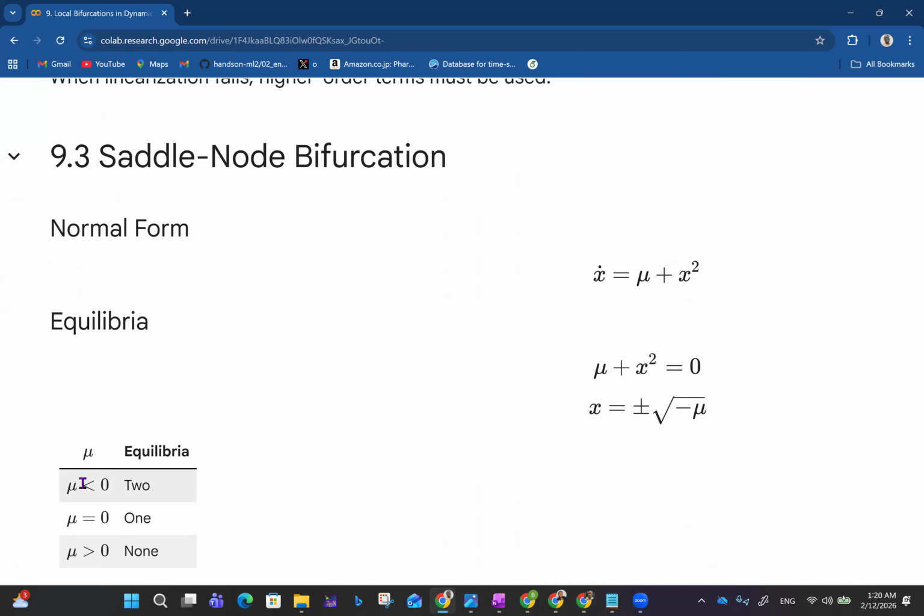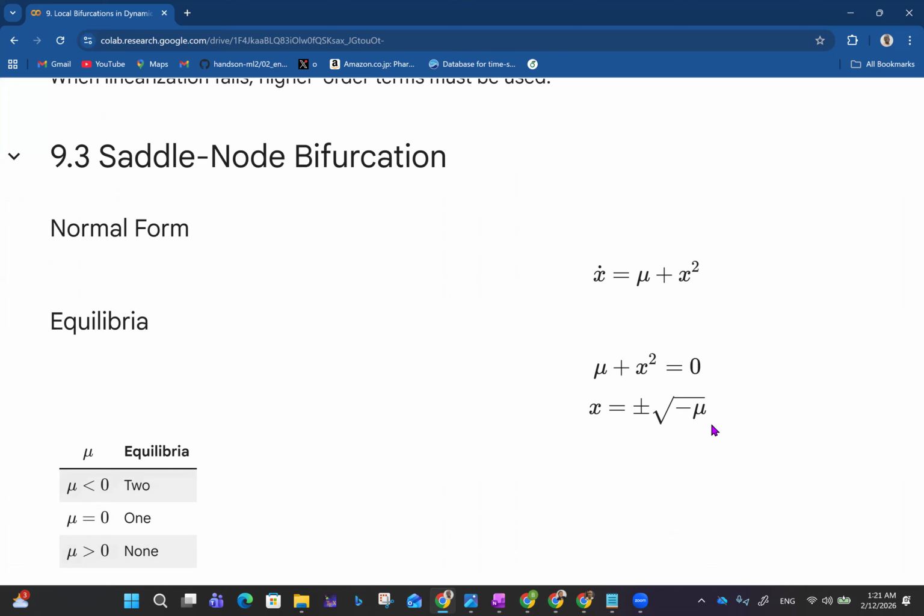Okay, yeah. So if mu is less than zero, you get two equilibria. If mu is equal to zero, you get one equilibrium. And if mu is greater than zero, you get none. So that depends on the value of mu.